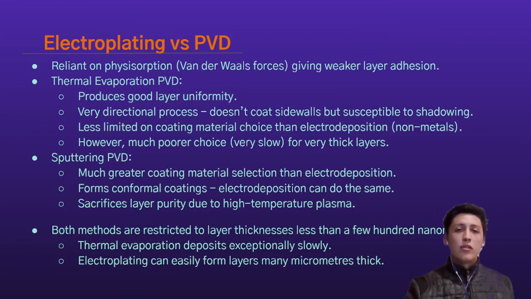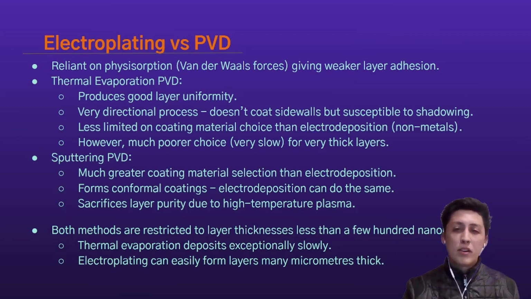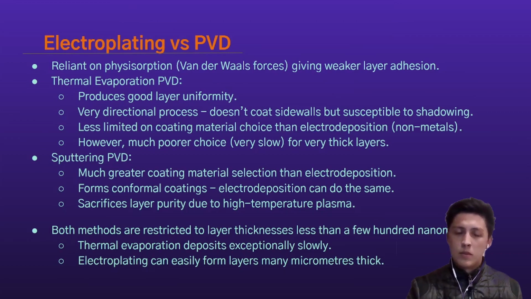Both methods are largely restricted to layer thicknesses less than a few hundred nanometers without excessive process time, whereas electrodeposition is completely applicable for plating several micrometers thick while retaining sufficient layer quality and comparatively short duration. This means electroplating may be a better choice for making sacrificial layers.